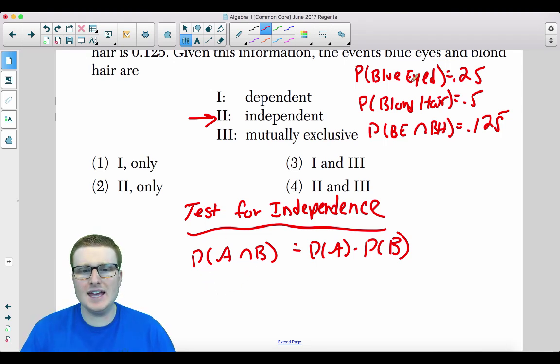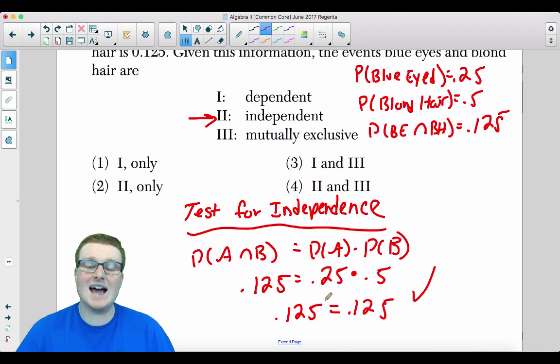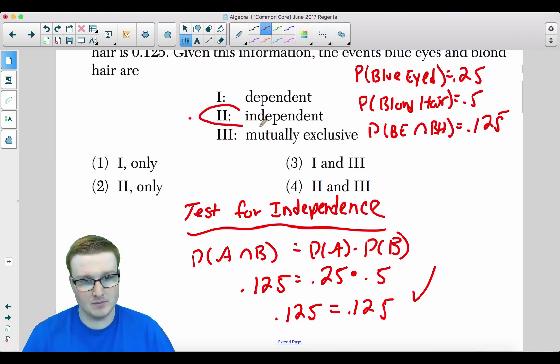So the probability of A and B is 0.125. The probability of A is 0.25. The probability of B is 0.5. Let A event be the blue eyes and let B event be the blonde hair. Well, if you take these numbers and multiply them, you do get 0.125. So since that checks out, the events are independent. They're not dependent. So that knocks out choice 1 and choice 3.